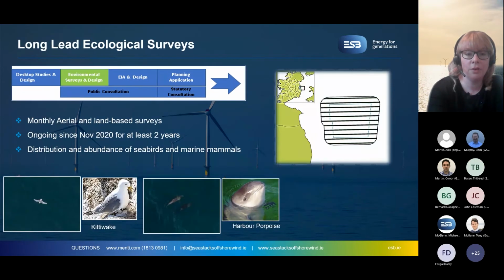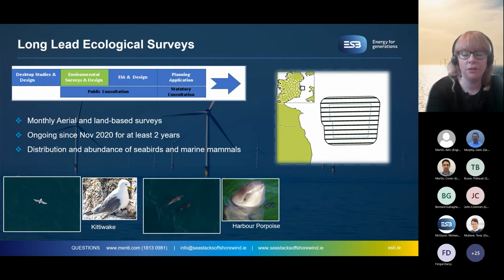In terms of the next stage of the project, we've kicked off long lead ecological surveys, on the basis of the importance of, particularly, ornithology and marine mammals in this area off the east coast. We kicked those off in November 2020. They'll be ongoing for at least 2 years.